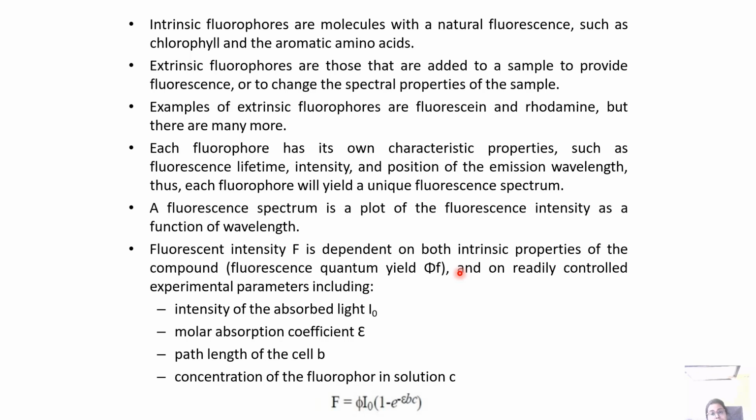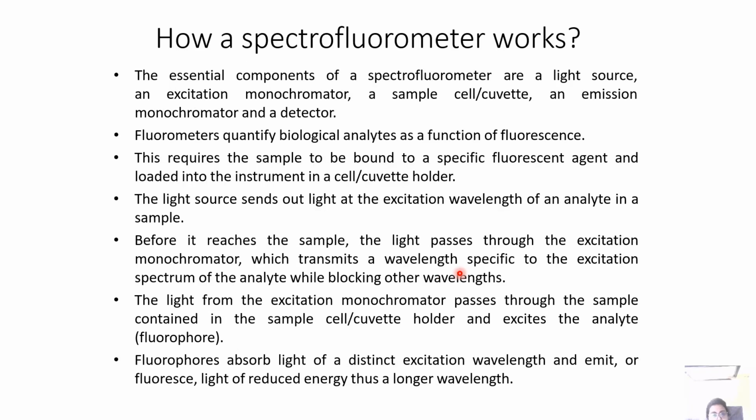A fluorescence spectrum is a plot of the fluorescence intensity as a function of wavelength. So fluorescence intensity F is dependent on both intrinsic properties of the compound, the fluorescence quantum yield, and on readily controlled experimental parameters including intensity of the absorbed light, molar absorption coefficient, path length of the cell, and concentration of the fluorophore in solution, C. Now, how does the spectrofluorometer work?